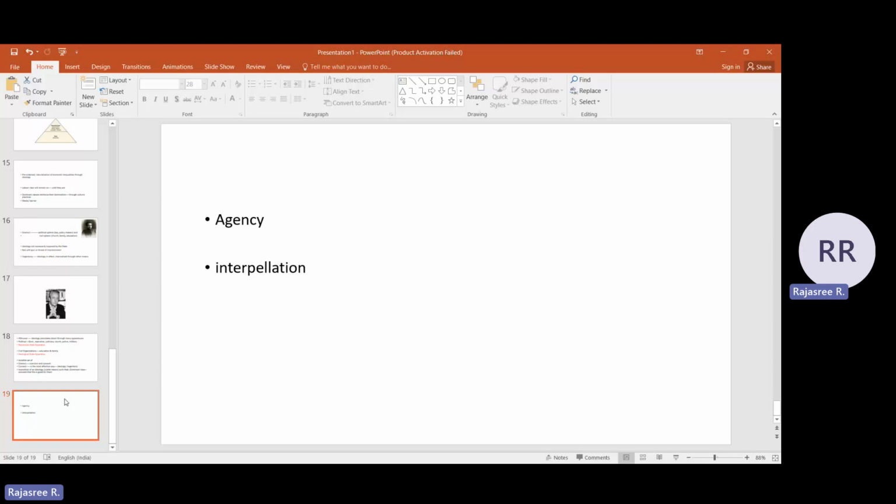We believe we have agency, but actually we don't have much. Agency is the power to determine our actions or decisions in life. Okay, so that is agency. People who lack the power to determine their lives and future are said to lack agency, which we call voiceless, subaltern. Okay, and another important term that you have to know is interpellation.